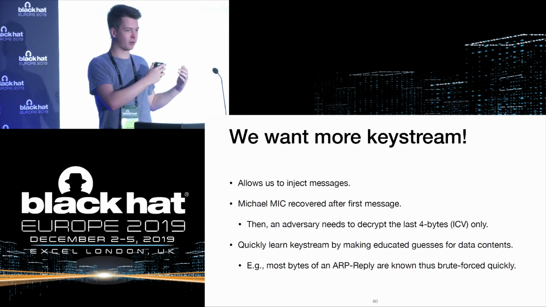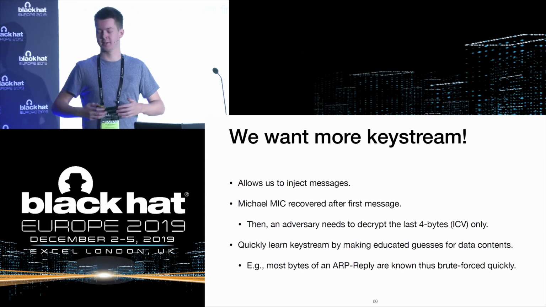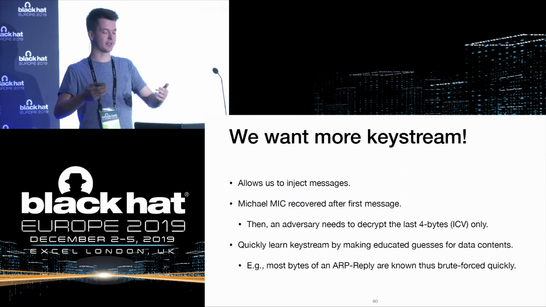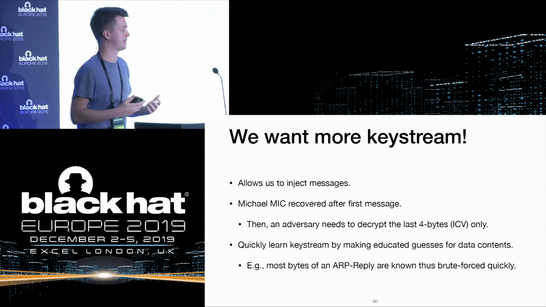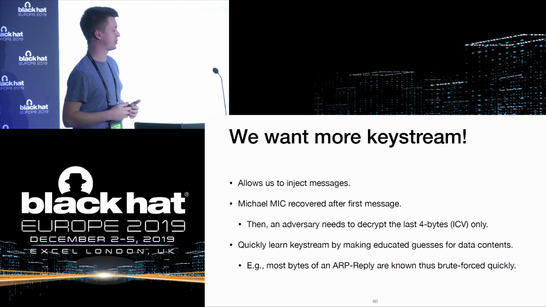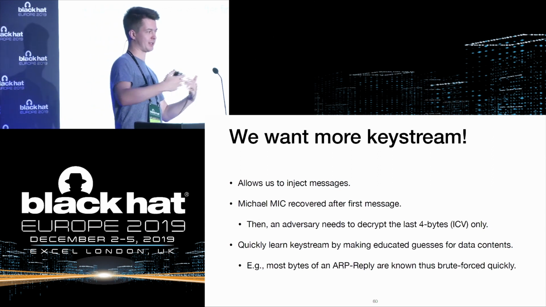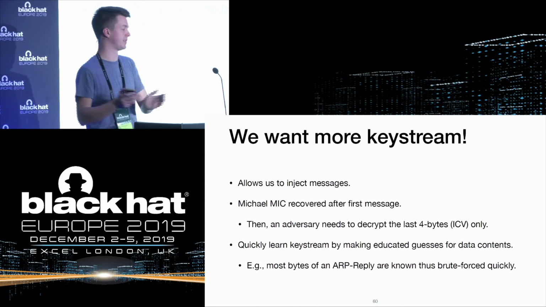And since we already recovered the Michael MIC key in the first frame we decrypt, we are only interested in the last 4 bytes, because we can decrypt the other contents of this frame, since we already know the Michael MIC at that point. Which means after the first frame, our attack will be much faster to generate key stream, because we only need to decrypt these last 4 bytes.